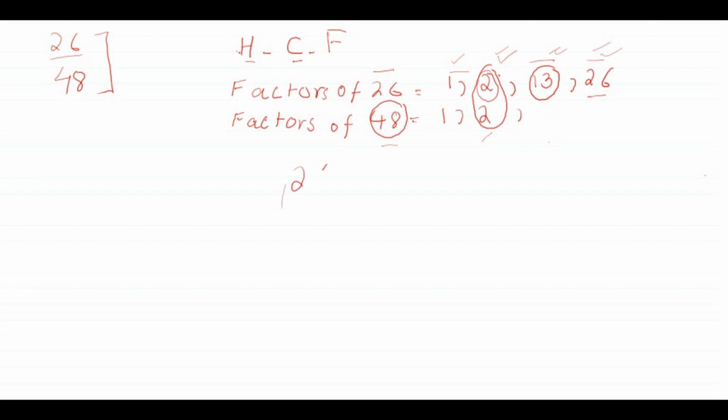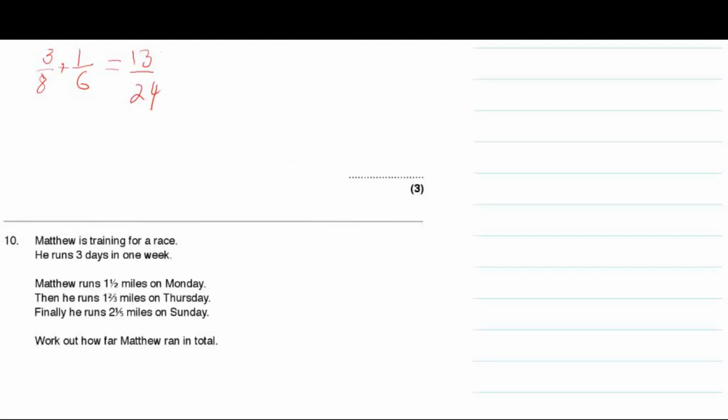We have 26 and 48 over here. Cancel it like this, divide both numbers by 2. 2 times 1 is 2 and 2 times 3 is 6. Then for 48, 2 times 2 is 4 and 2 times 4 is 8. So this is the answer for the red and green counters.